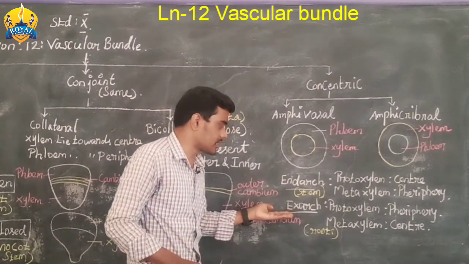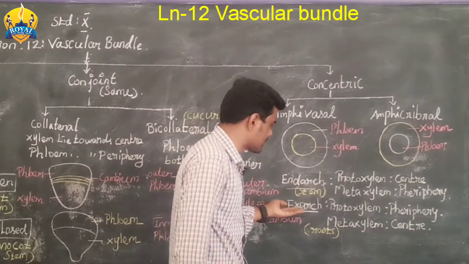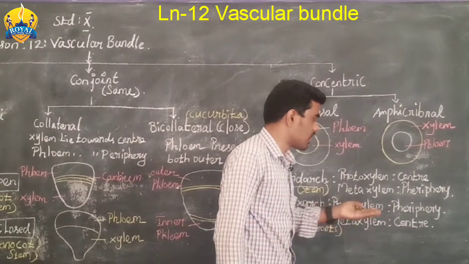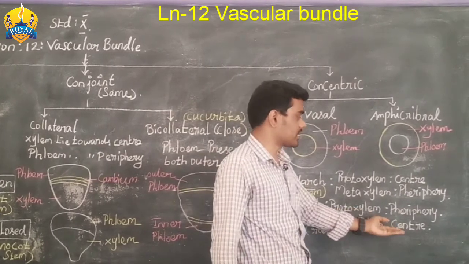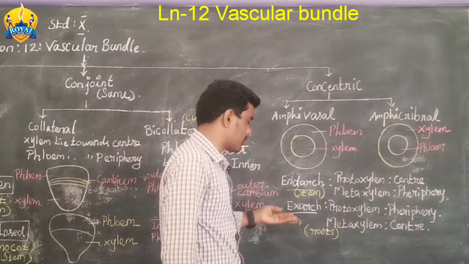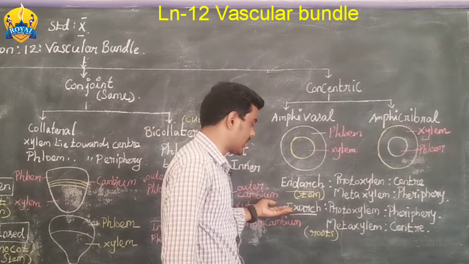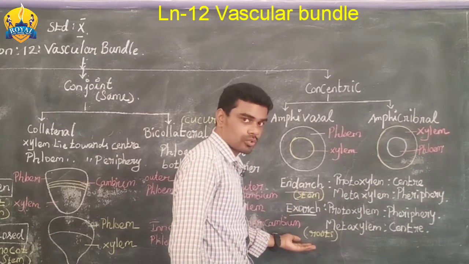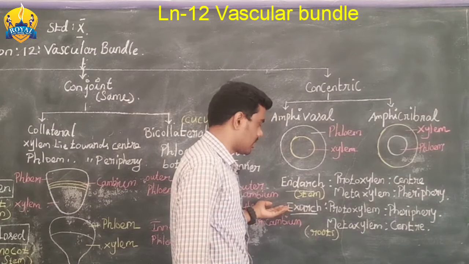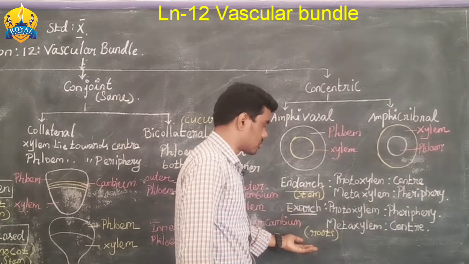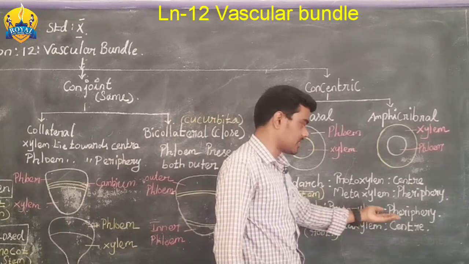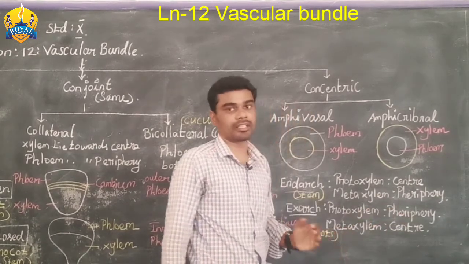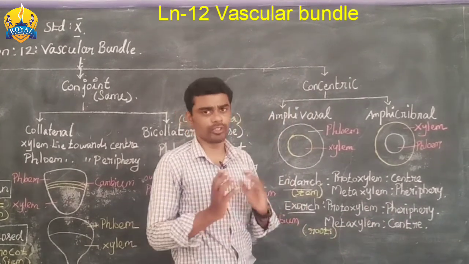And next, exarch. What is exarch? That is where protoxylem is present in the periphery, and metaxylem is present in the center. It occurs in the roots. Exarch occurs in roots, where protoxylem is present in the peripheral external layer, the growable tissues.